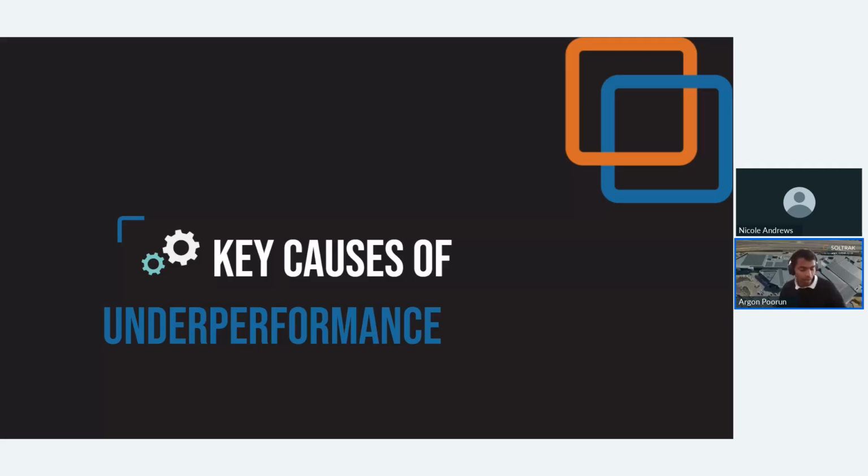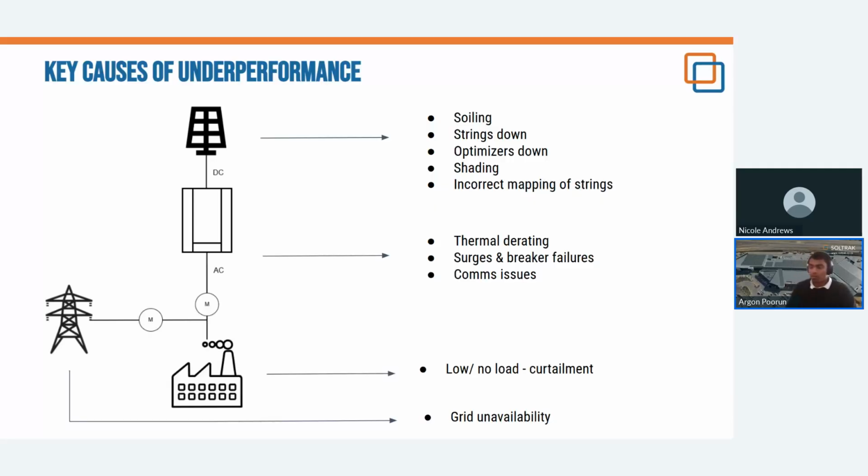Okay, now looking at the key causes of underperformance. We can break it down into this diagram. You've got your DC issues and issues affecting your panel: soiling, string issues, optimizer issues, shading, or incorrect mapping of the string. Those are largely your DC side issues.